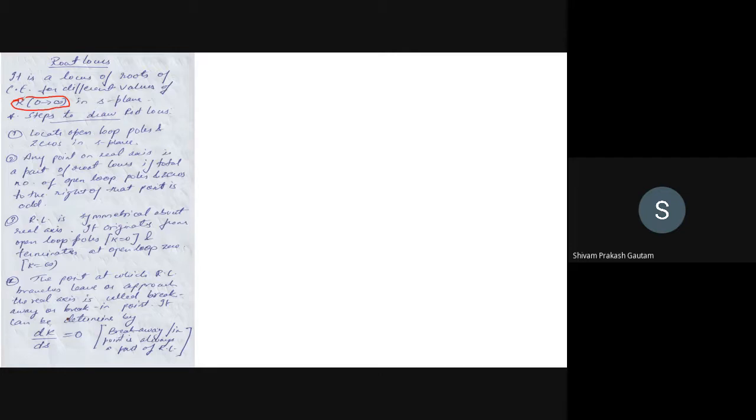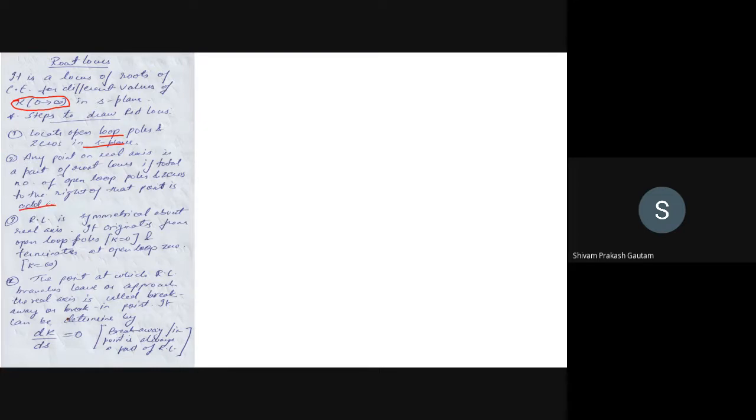Now there are certain steps to draw the root locus. First step is to locate the open loop poles and zeros on the S plane. Second, any point on the real axis is a part of the root locus if the total number of poles and zeros to the right hand side of that point is odd, right? This is also a step we have seen.